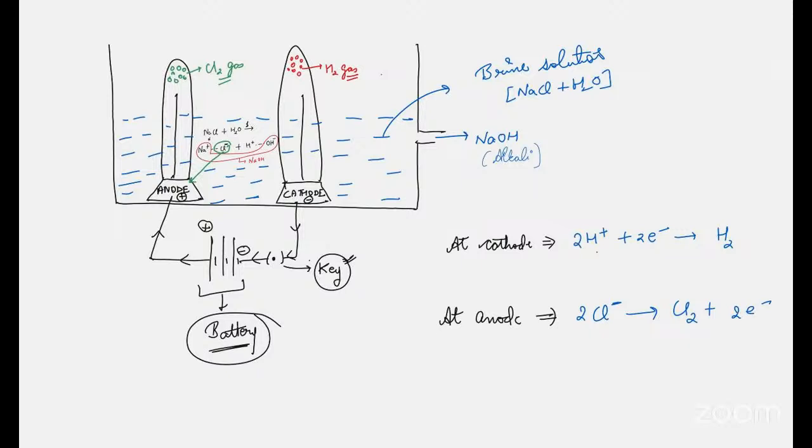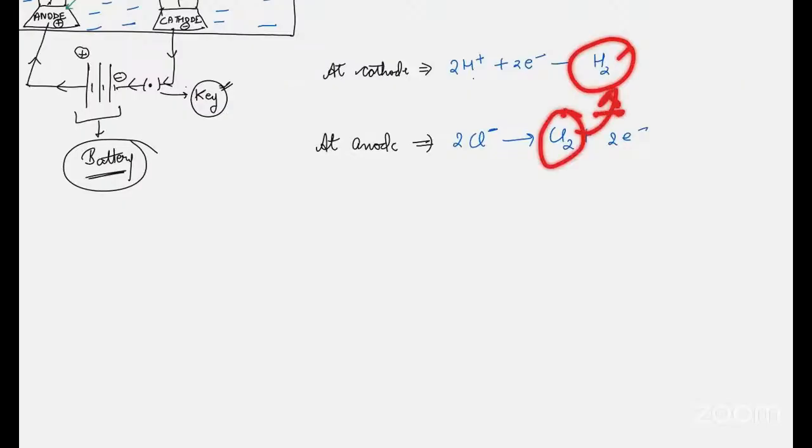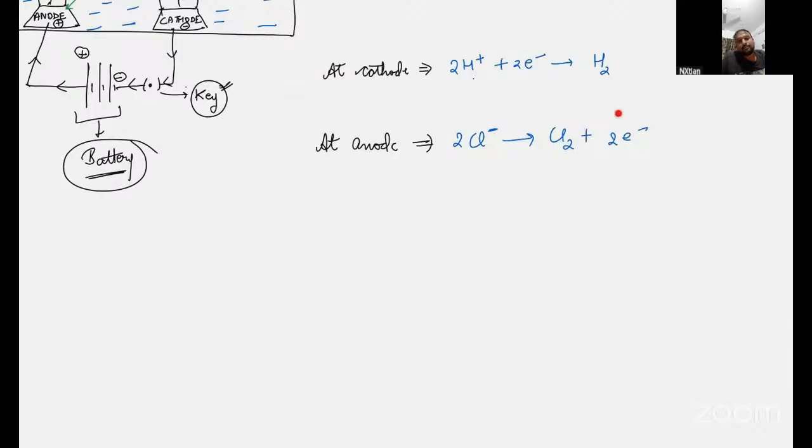And we get NaOH. So in this process, we get three products. What are the three products? NaOH, Cl2 chlorine, and H2 hydrogen gas. Now we got hydrogen gas, we got chlorine gas. If you mix this, what will you get? HCl, hydrochloric acid. Did you understand?